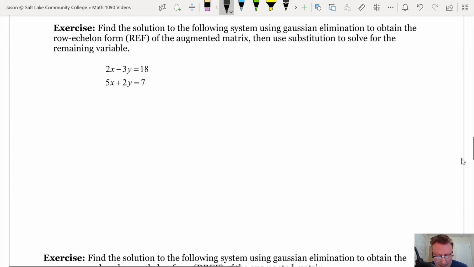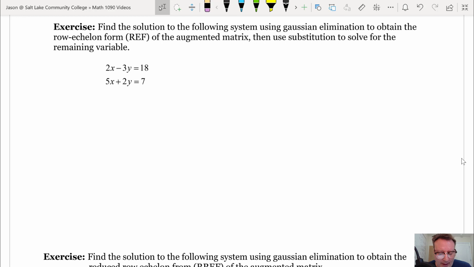Well, let's do an exercise here. Find the solution to the following system using Gaussian elimination to obtain the row echelon form of the augmented matrix. Then use substitution to solve for the remaining variable. Okay. So first step is to put this into an augmented matrix. So remember, we just need the coefficients 2, -3, 18, and then 5, 2, 7.